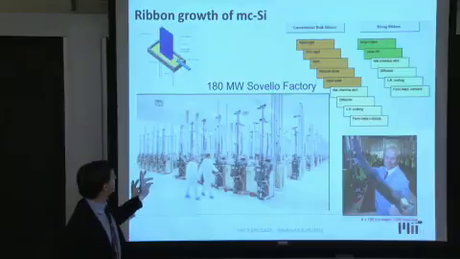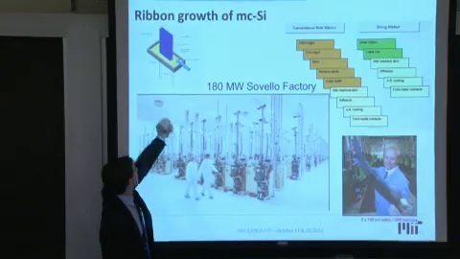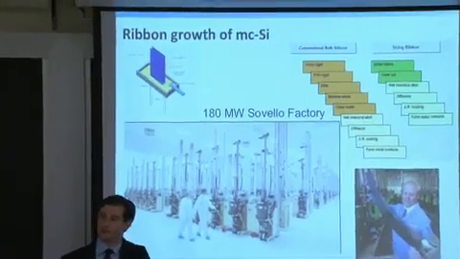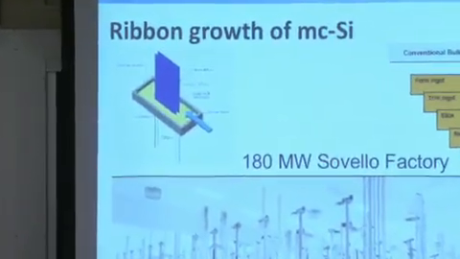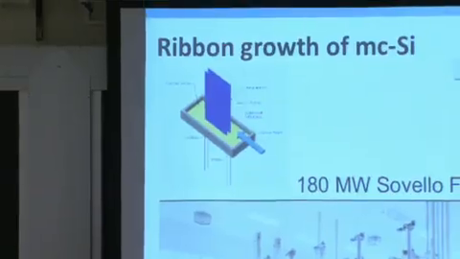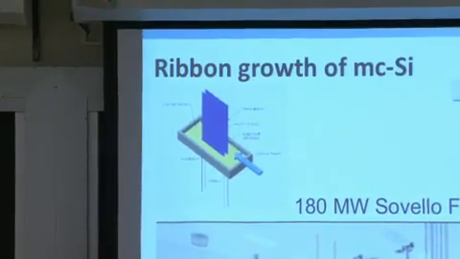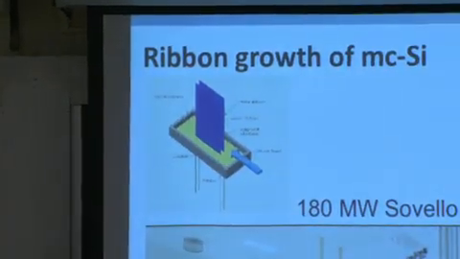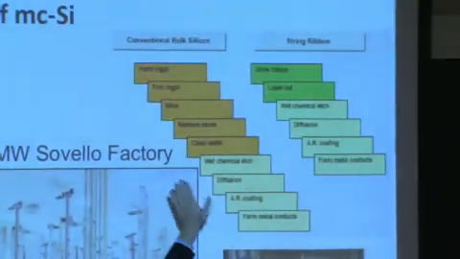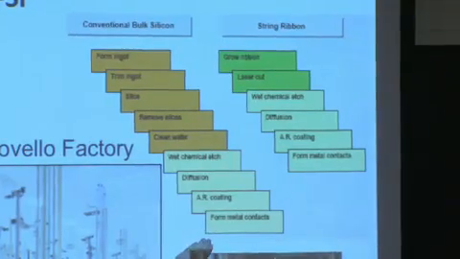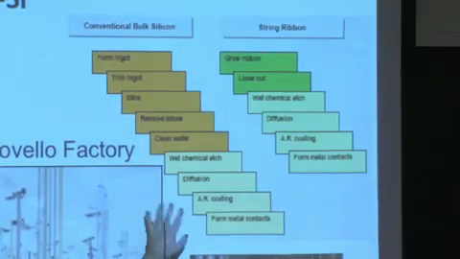And they developed the string ribbon growth process, shown right over here. Eventually 2 ribbons face to face, and now 4 ribbons side by side. So this was called the Gemini because there were 2 ribbons face to face. And then eventually the quad process, where 4 ribbons edge to edge. And you can see the conventional ingot multicrystalline silicon here, the different steps forming the ingot, eventually slicing and so forth.